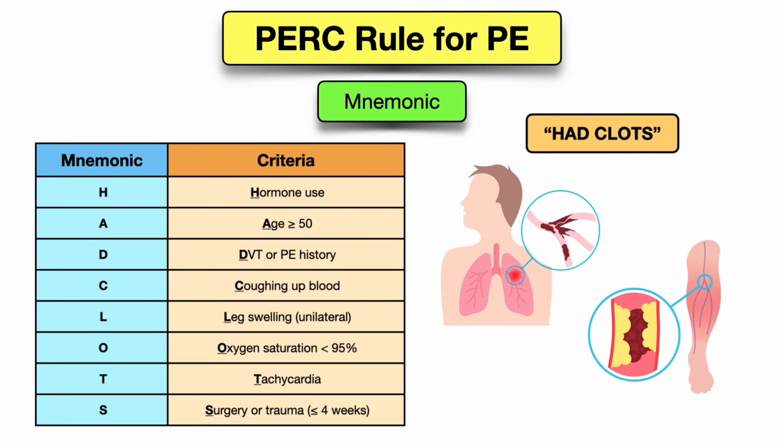You can use the mnemonic HAD CLOTS. This is a common mnemonic used in many resources. The H stands for hormone use. The A stands for age greater than or equal to 50. The D stands for DVT or PE history. The C stands for coughing up blood, called hemoptysis. The L stands for leg swelling, unilateral. The O stands for oxygen saturation, less than 95%. The T stands for tachycardia, and the S stands for surgery or trauma in the past 4 weeks.